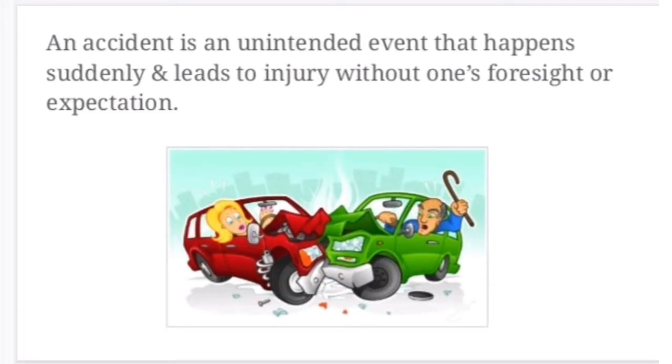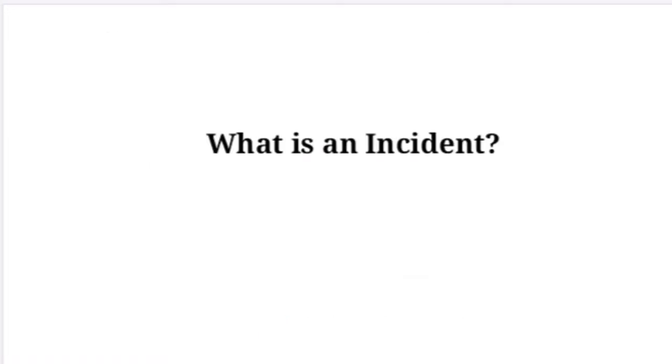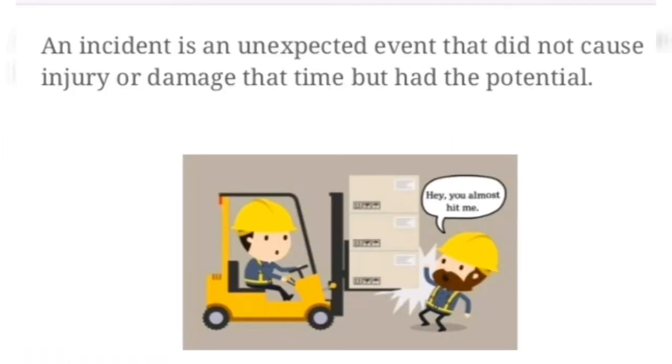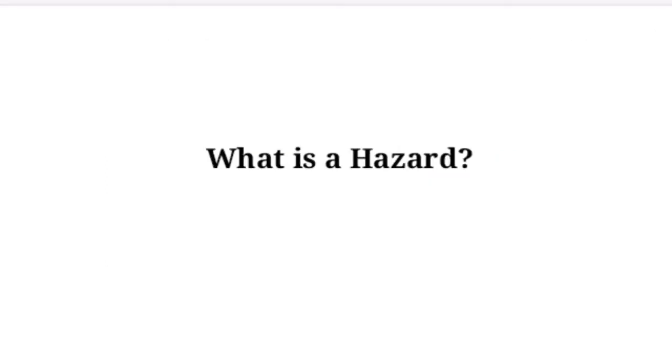An accident is an unintended event that happens suddenly and leads to injury without one's foresight or expectation. What is an incident? An incident is an unexpected event that did not cause harm, injury, or damage that time, but had the potential.